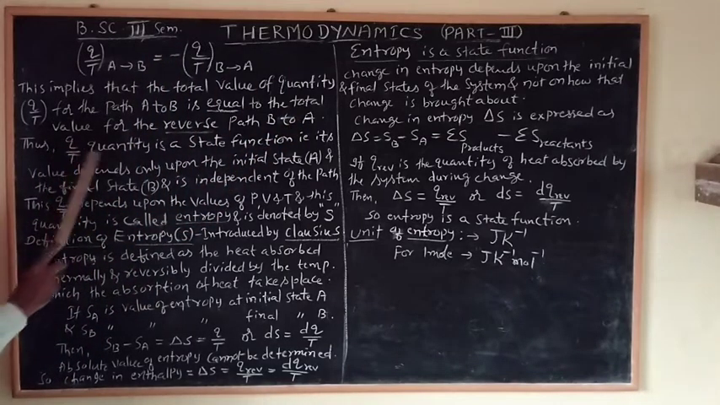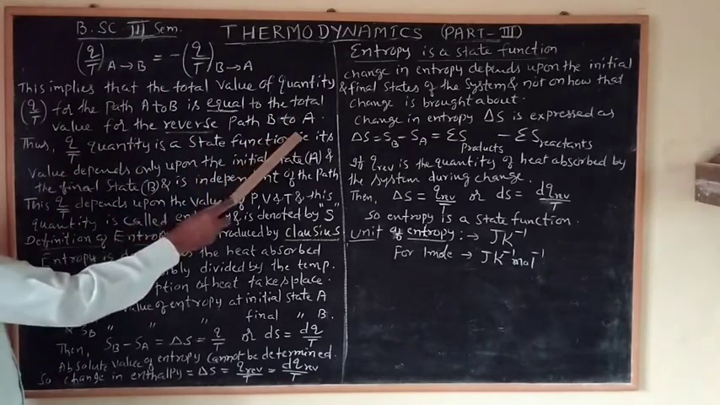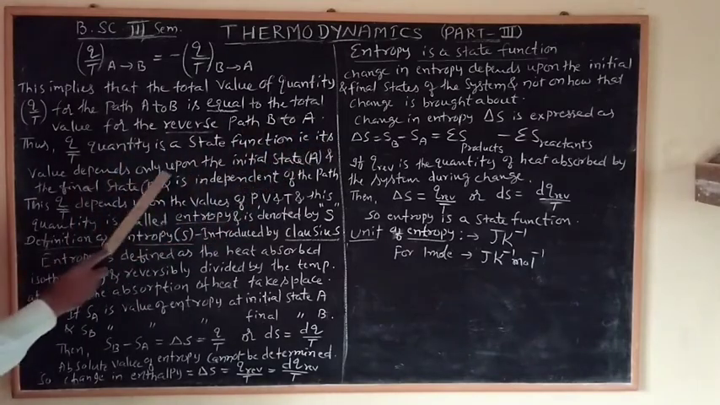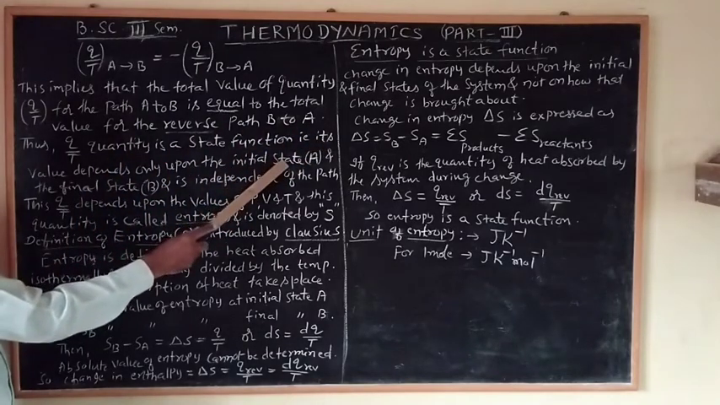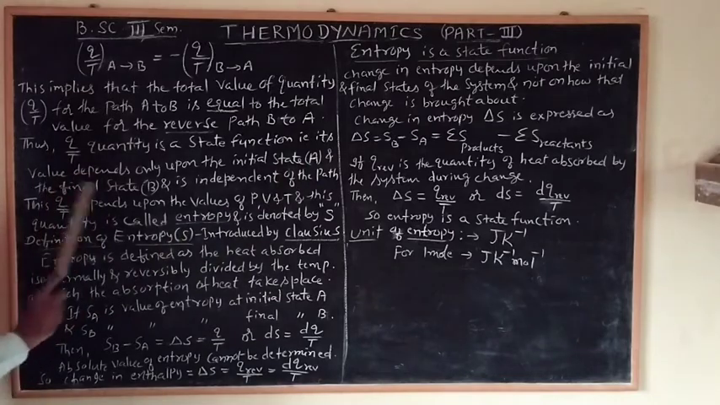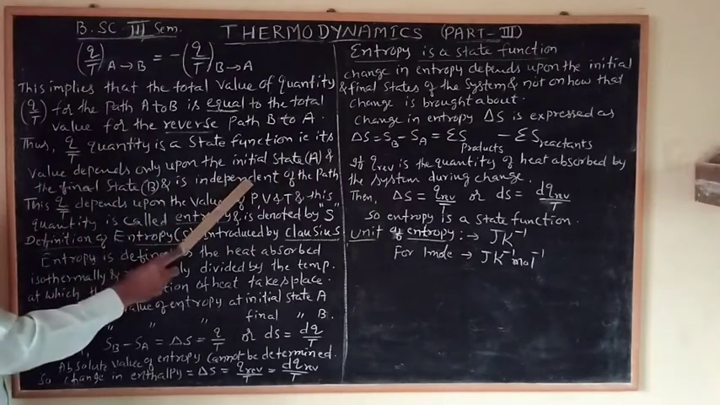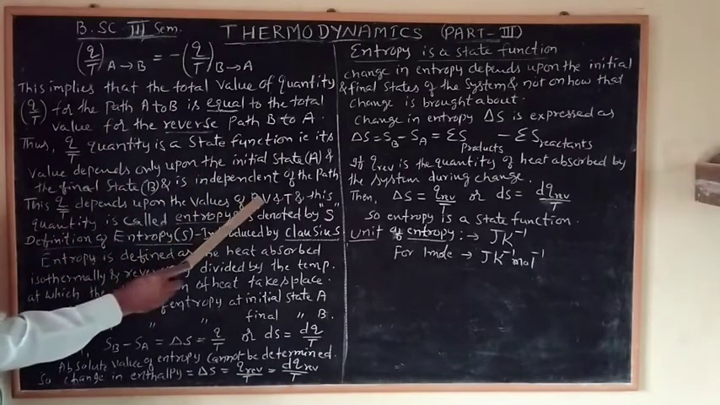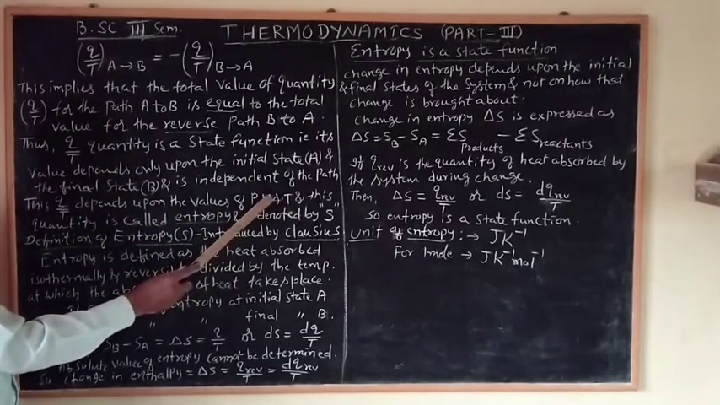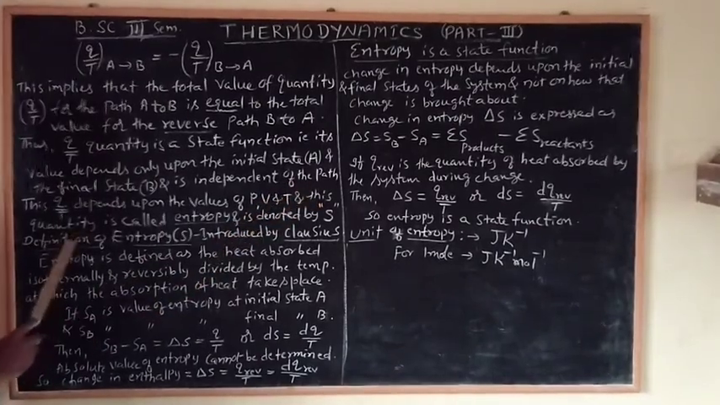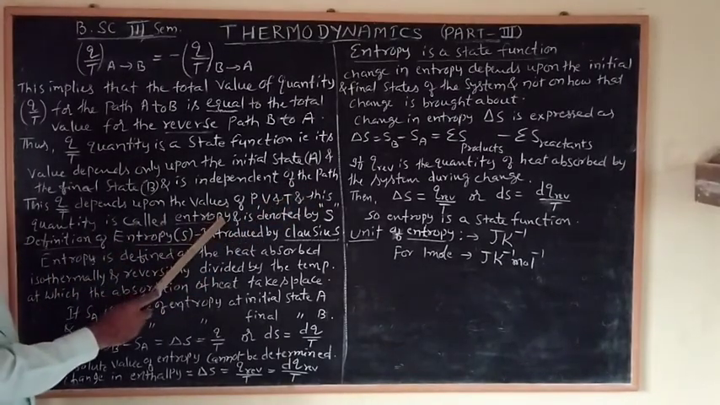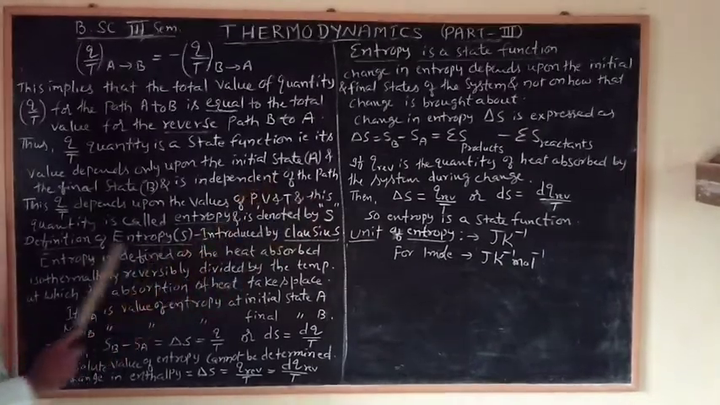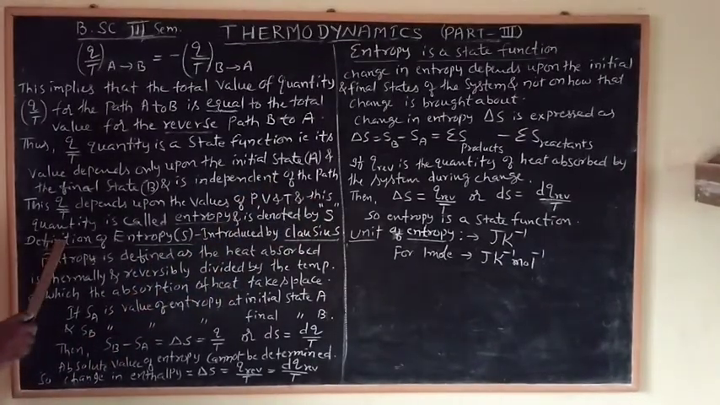Thus, the Q by T quantity is a state function, that is, its value depends only upon the initial state A and the final state B and is independent of the path. So it is called a state function. This Q by T depends upon the values of P, V and T, pressure, volume, temperature, and this quantity is called entropy and is denoted by S. So we have to define this.